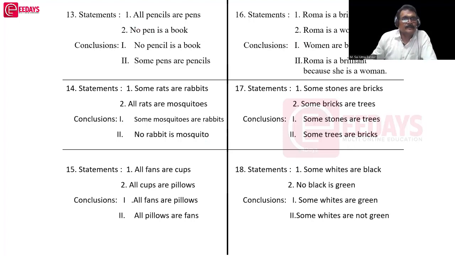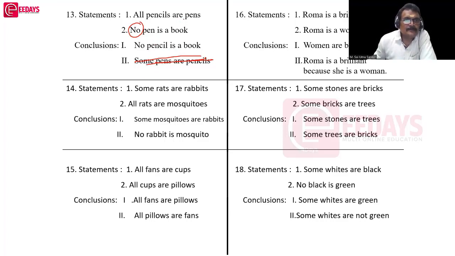Here, all pencils are pens. No pen is a book. If any one of the statements is negative, the conclusion must be negative. So, the second one is not a valid mediate inference. Mediate inference. Okay, do not get confused: immediate is different, mediate is different.